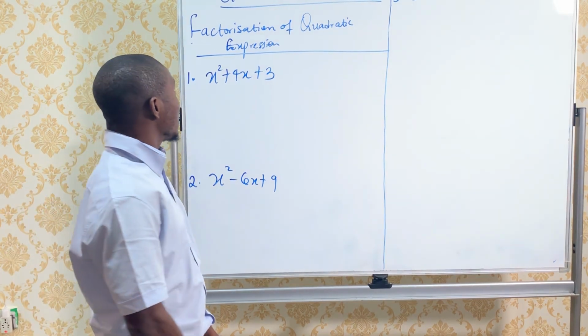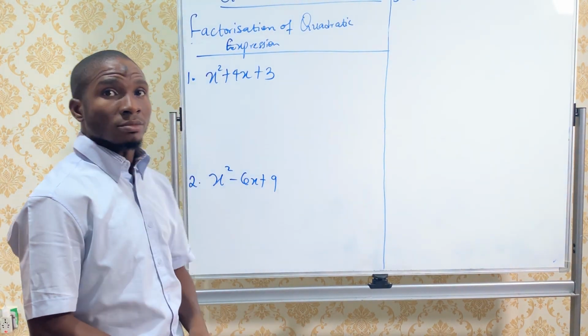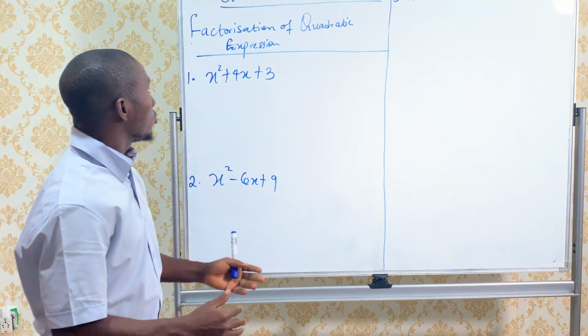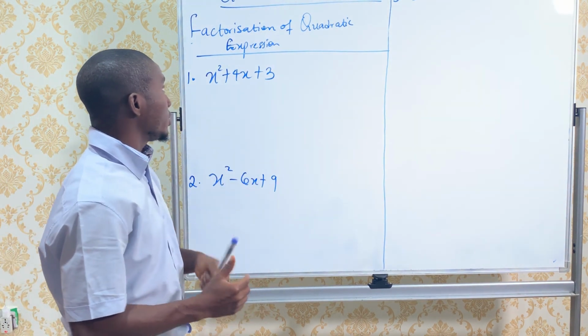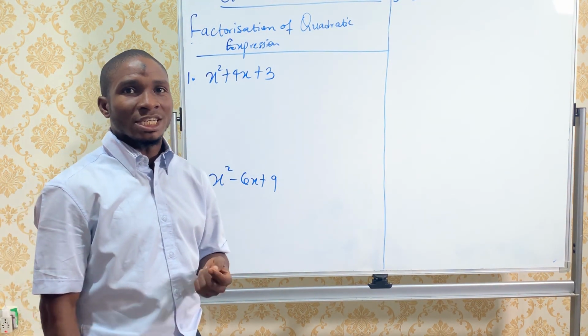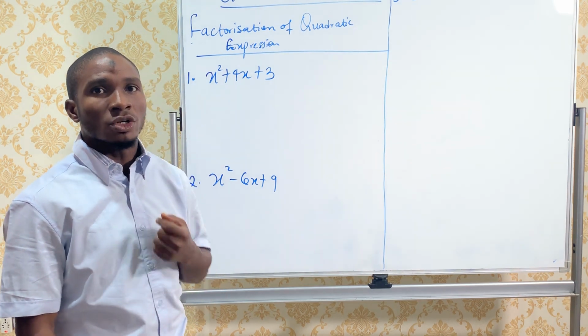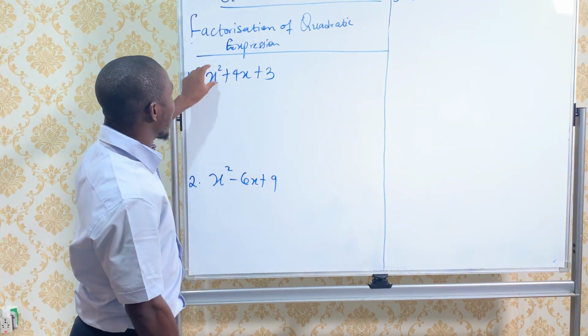Good morning, class. So we'll be looking at quadratic equations. But first of all, we'll introduce ourselves to quadratic expressions. A quadratic expression is an expression in which the highest power of the unknown is 2. The highest power cannot exceed 2.